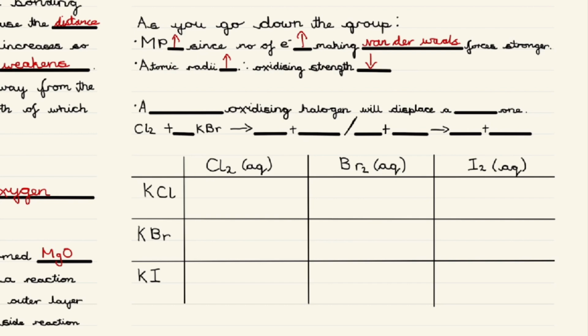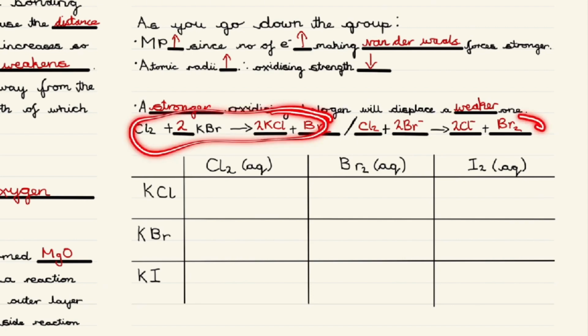Now for the displacement reactions, it's good to remember that a stronger oxidizing agent will displace a weaker one. Now an example for one of these reactions is chlorine and potassium bromide. So we have 2 moles of potassium bromide, and since chlorine is a better oxidizing agent than bromine, chlorine is going to displace bromine, so we get 2KCl and Br2. They may also ask you to write down the ionic equation for this, which is Cl2 plus 2Br- forms 2Cl- and Br2. So that's an example of one of the displacement reactions.